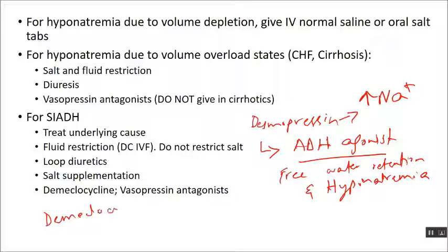So what is demeclocycline? Demeclocycline is a tetracycline antibiotic, and again, it is used in infectious causes, but it can cause nephrogenic diabetes insipidus as a side effect, and that's why it is used off-label in SIADH, to almost induce a condition of diabetes insipidus. So demeclocycline in effect is going to raise sodium.